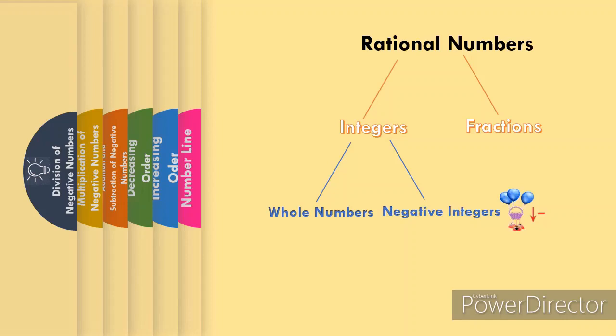Integers are like counting numbers, but they also include negative numbers, but still no fractions allowed. Negative integers are the numbers that are less than 0. In whole numbers, we have the positive integers and 0, like 0, 1, 2, 3, 4, 5, and so on. So we're going to focus on negative integers.